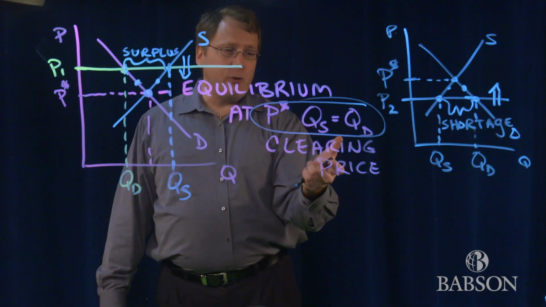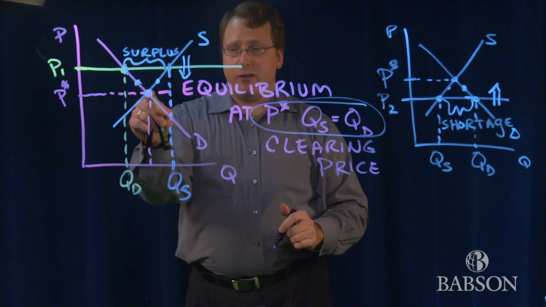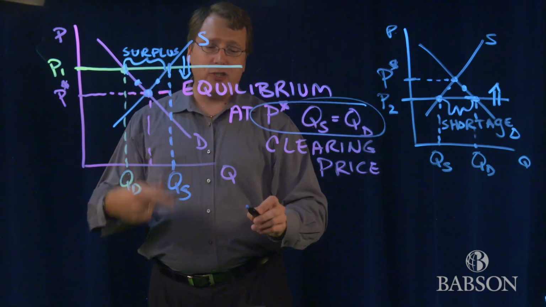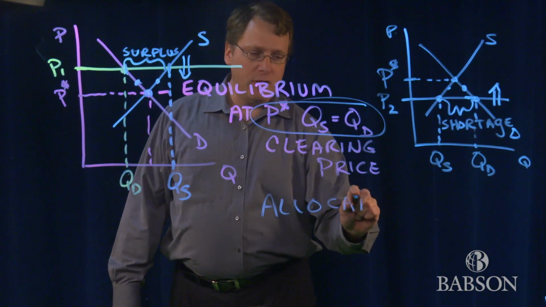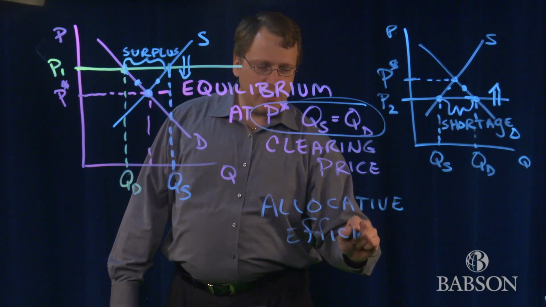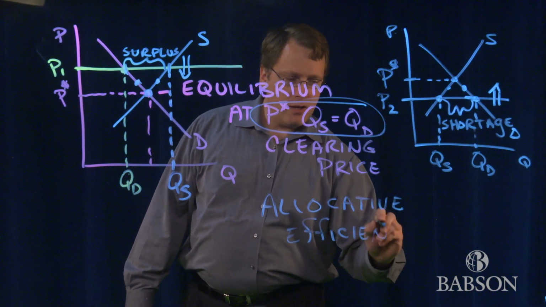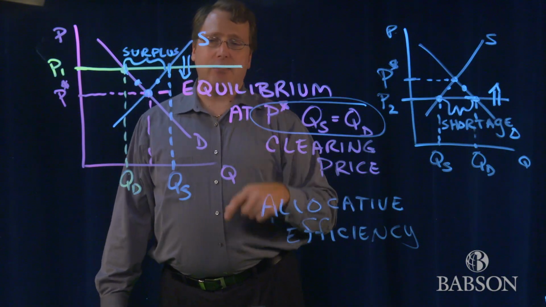Now, this is so important that this idea that market forces push us to this point, right? This point is an efficient allocation. In fact, it's called allocative efficiency. So what would that mean? So this is allocative efficiency. It's asking us how society allocates resources.